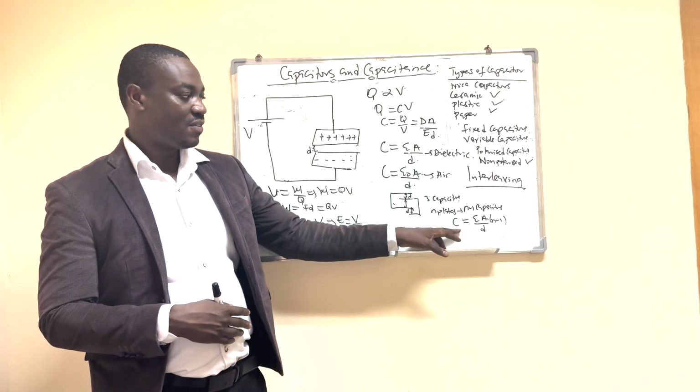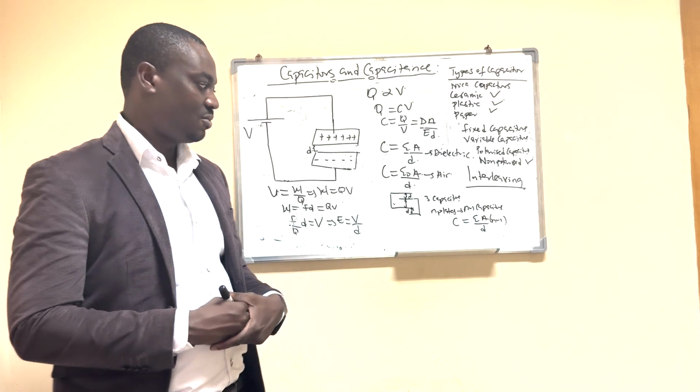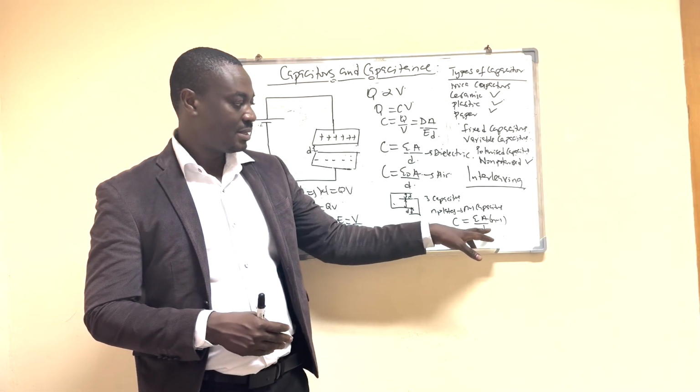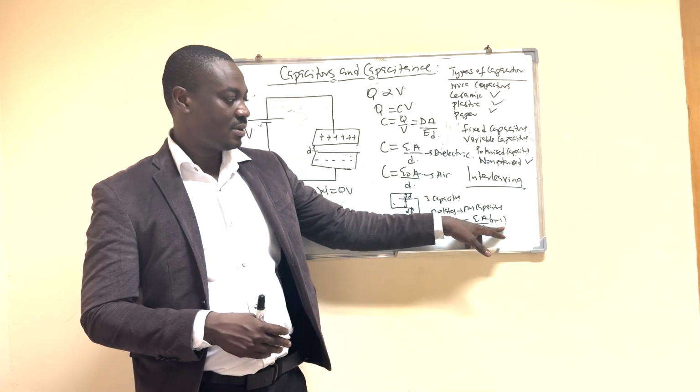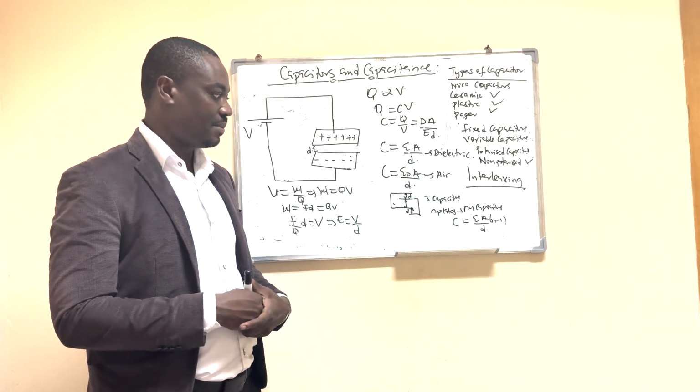Then we come and modify the formula to reflect the number of plates with regard to the number of capacitors. So if I have n number of plates, then I'm going to have n-1 capacitors. So that's how this came about.